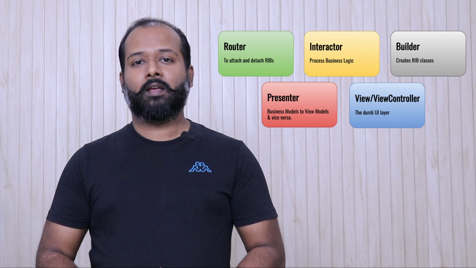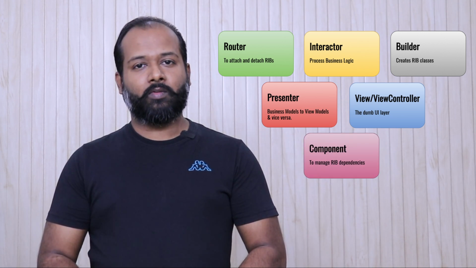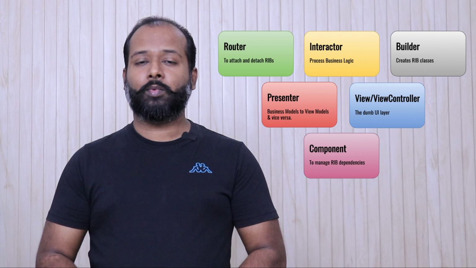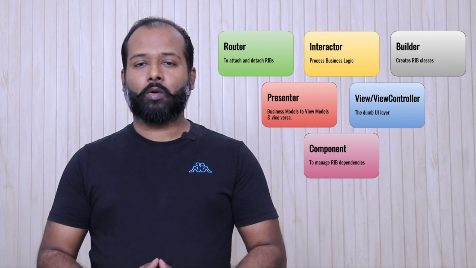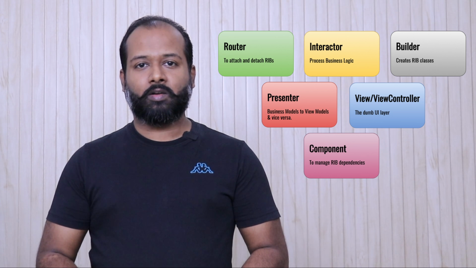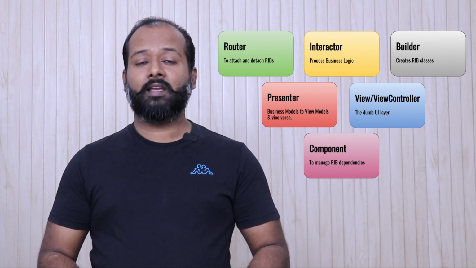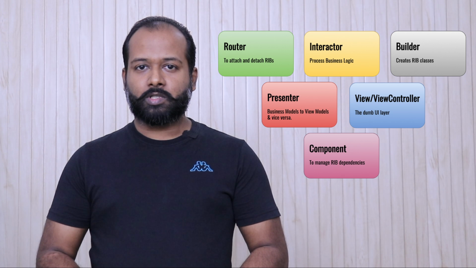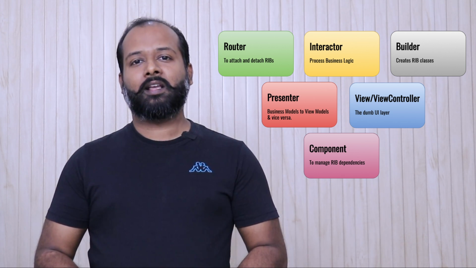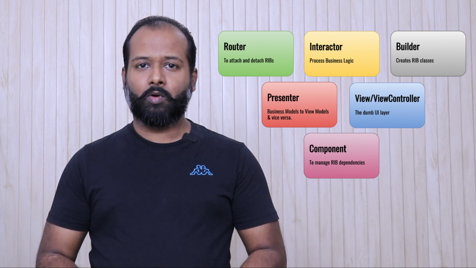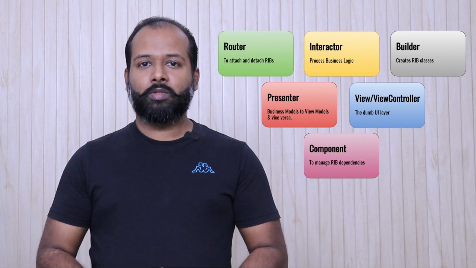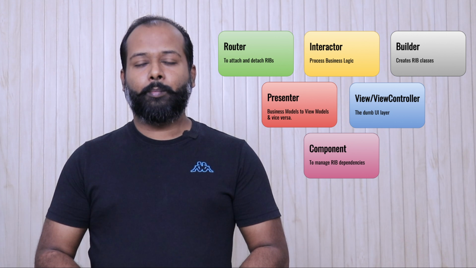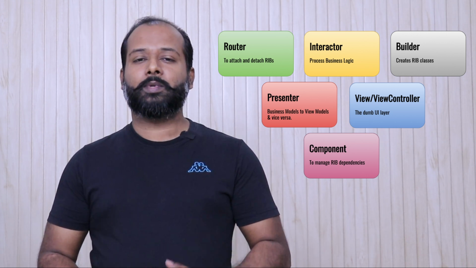Number one is the router. If you remember, we have already had a discussion on the router component in MVVM-C plus A architecture. The main responsibility of the router is to maintain the navigation logic in your application, and here the router is basically responsible for attaching and detaching the RIB component. Right now, don't worry about understanding the RIB component completely. Once you jump into the coding section, you will get a better understanding of what exactly the RIB structure is.